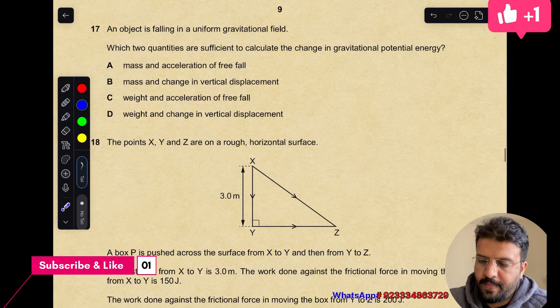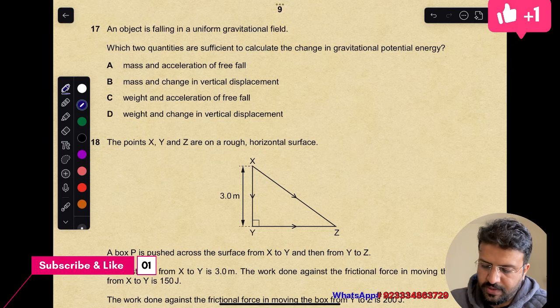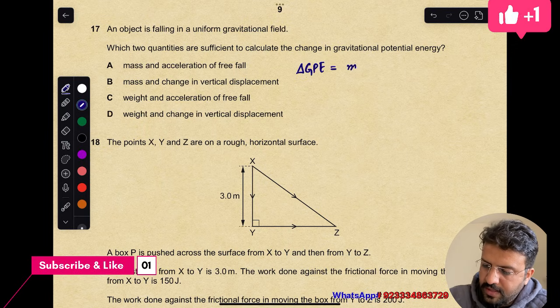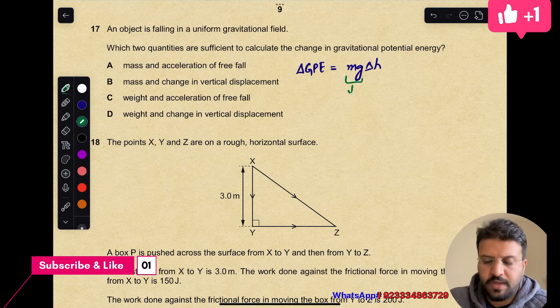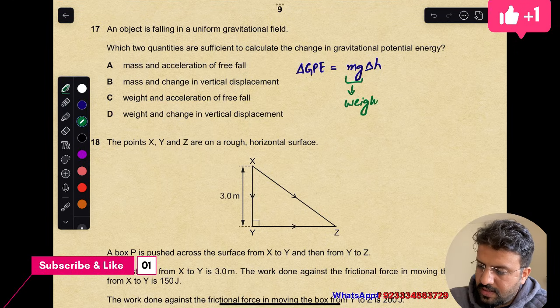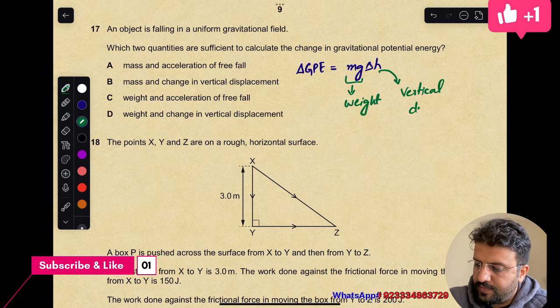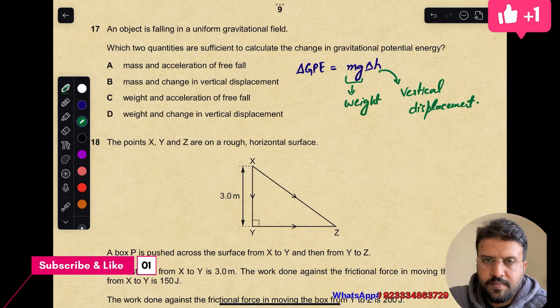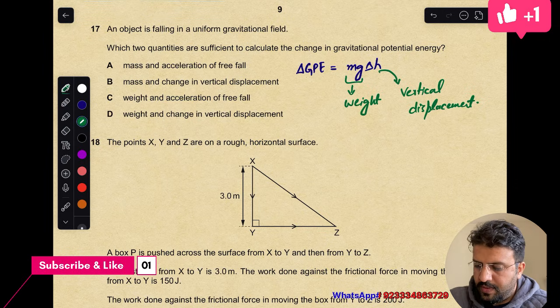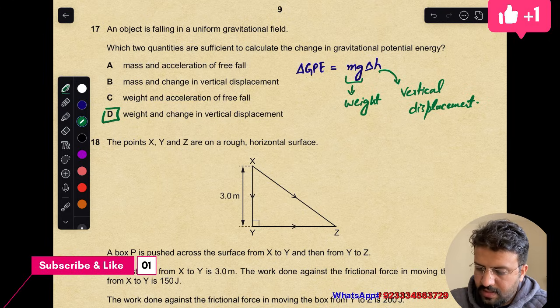And the next question: an object is falling in a uniform gravitational field. Which two quantities are sufficient to calculate the change in gravitational potential energy? So first you need to know the relation for the change in GPE, gravitational potential energy, it's mgh. What this mg is, is weight, and what this h is, is vertical displacement. So it's option D.